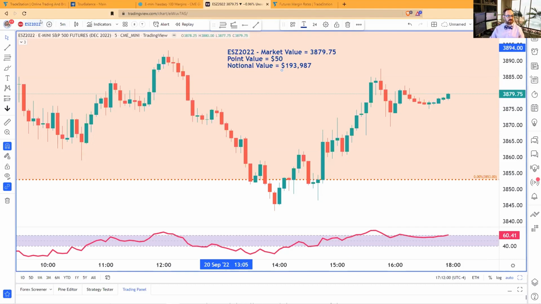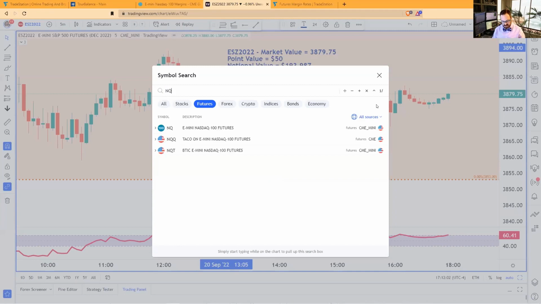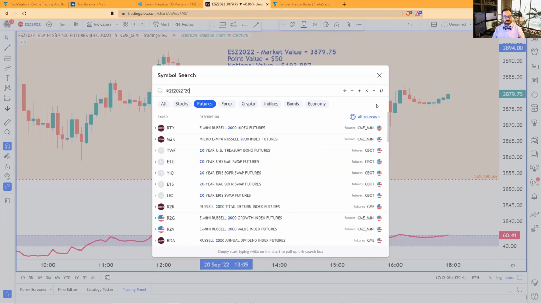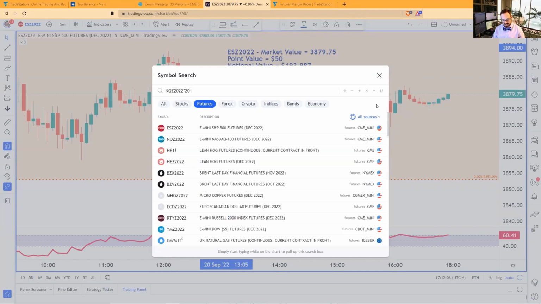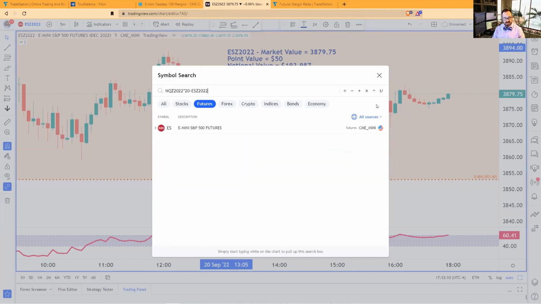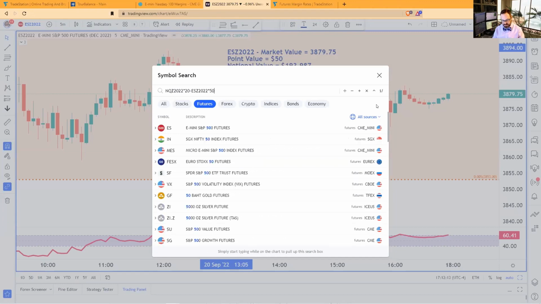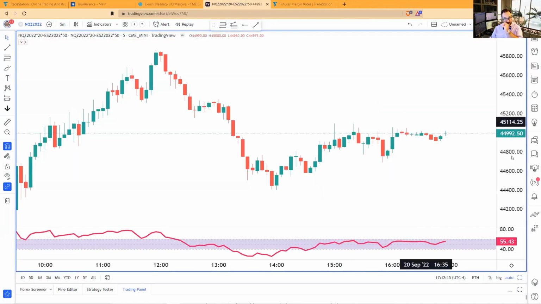And so anyway, let me go into charting this: NQZ 2022 times $20, which is the point value, minus ESC 2022 times 50. Those are the notional values. And you can see it's still not quite right. And here's why.